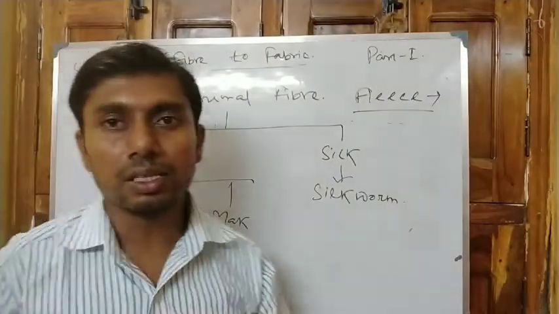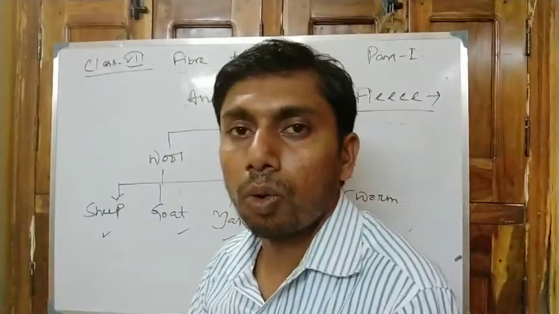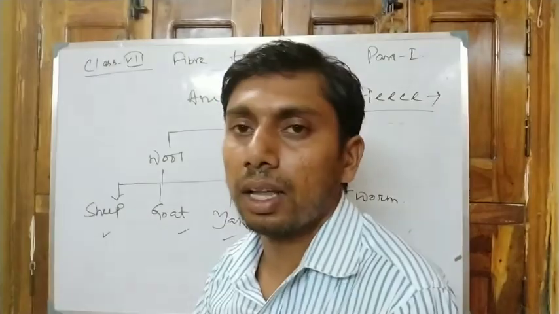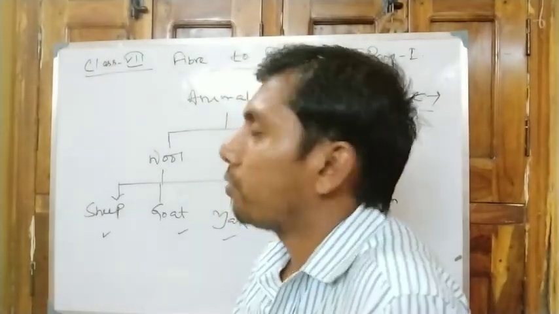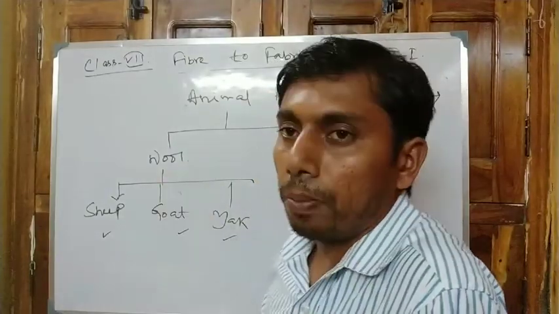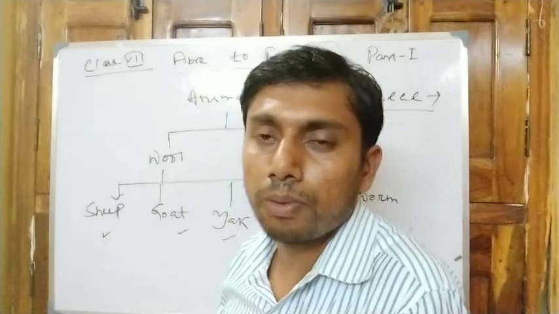Now fleece, that is the fur, has two parts. One is the outermost part, that is the coarse part, and underneath, that is the soft part. The soft fur is preferred to make the wool.